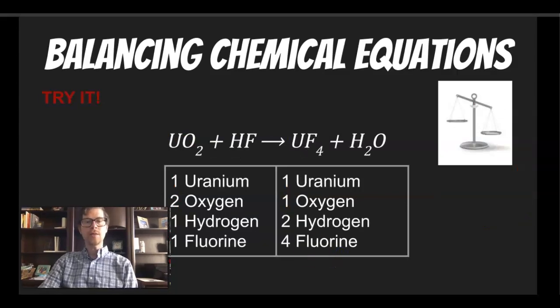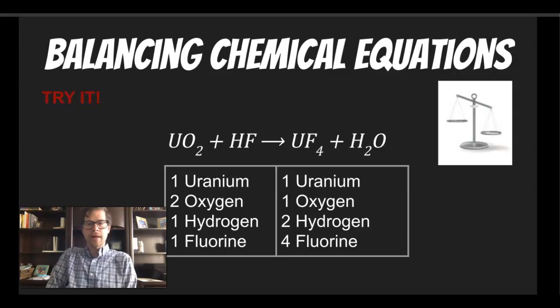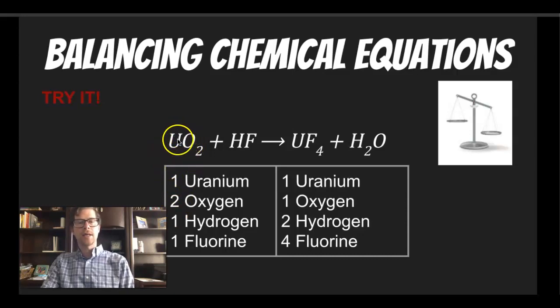Another one to try. So this one looks a little more complicated. It's actually not that hard to balance. It just might be an unfamiliar set of things. So this is uranium oxide, UO2, and then this crazy stuff, hydrogen monofluoride. And they will swap some places and make uranium fluoride and water. So what do we have on both sides?